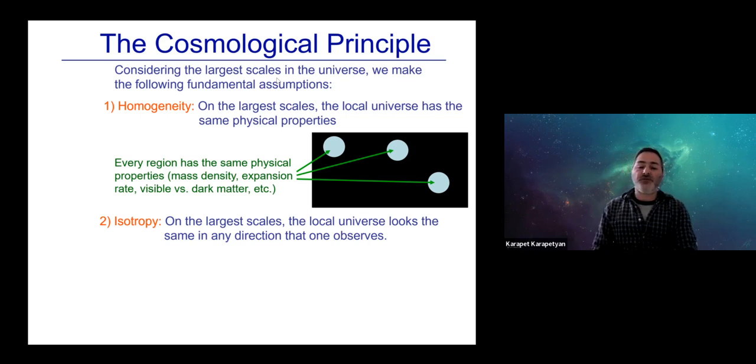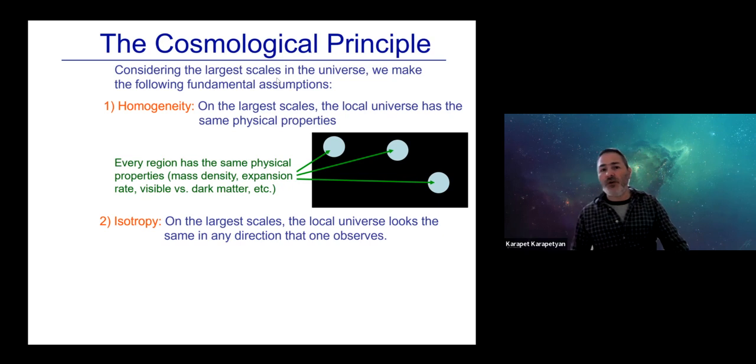Also, the universe has to be isotropic, which means on the large scales, the local universe looks the same in any direction that one observes. Those two are very important because homogeneity allows us to study our galaxy, our solar system, our planets and moons, and have an understanding of what a moon is, what a planet is, what a rocky planet is compared to a Jovian or gaseous planet. Then we can look at other star systems and other galaxies, and assume that things should be about the same.